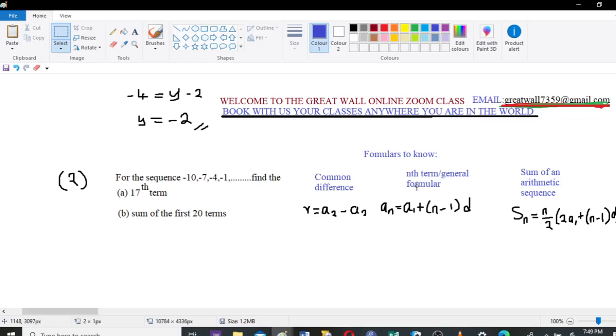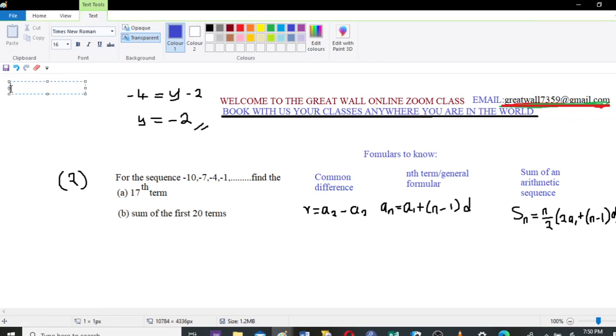How do we solve this one? So the first thing you have to do here is to identify the type of sequence you are dealing with. As usual, you know that there are two types of sequences that you may be given to answer in a question.